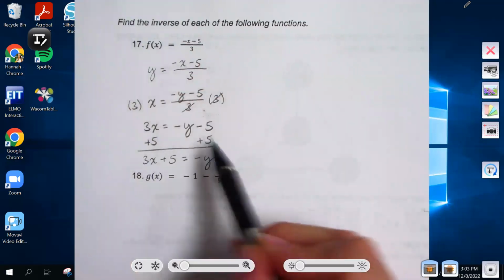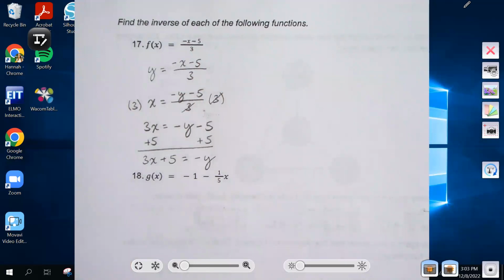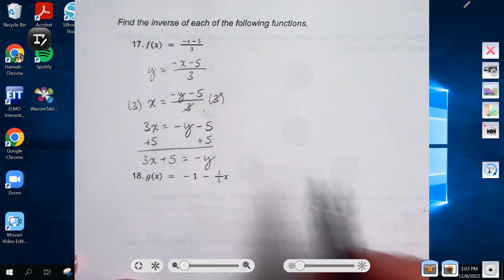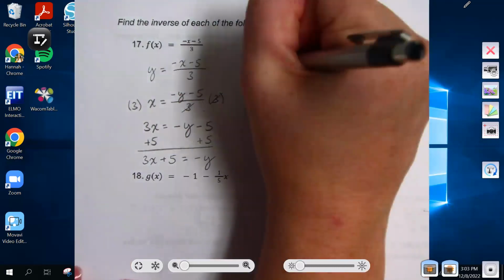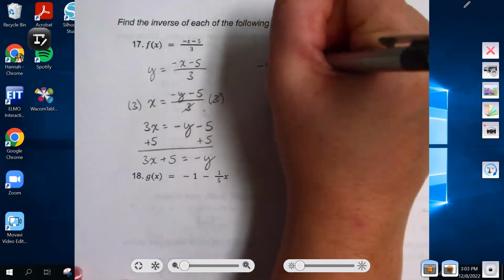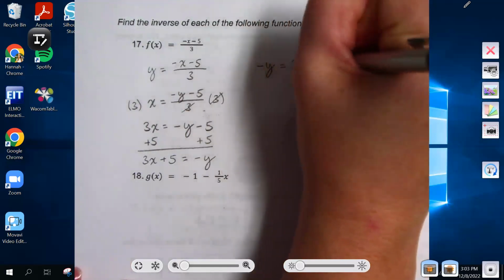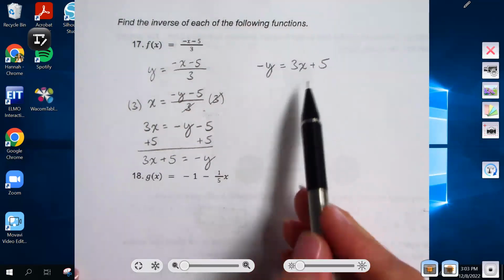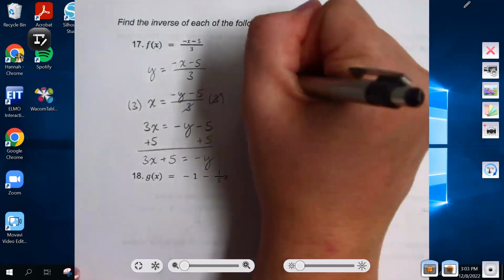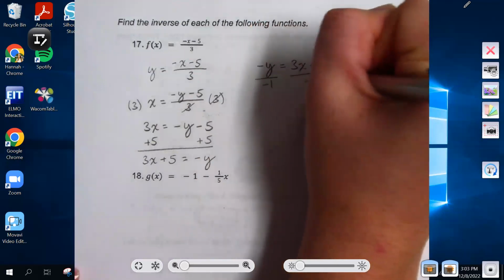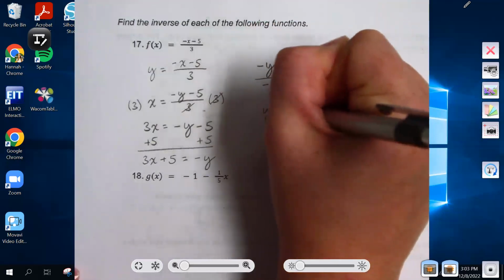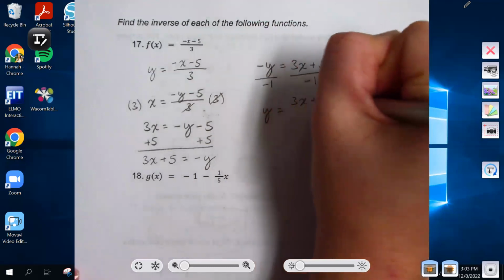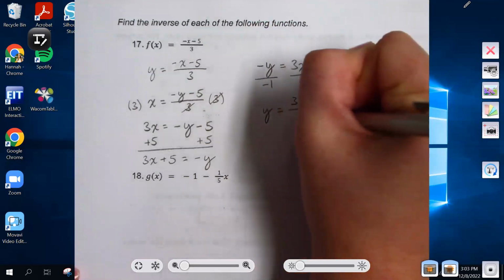Okay, so I added 5 to both sides. That doesn't mean your next step has to be to add 5 to both sides. So don't freak out if you did something different than me. Okay, I'm gonna rewrite this up here. So I have negative y equals 3x plus 5. I don't want my y to be negative, so I'm going to divide both sides by negative 1. So I have y equals 3x plus 5 over negative 1.